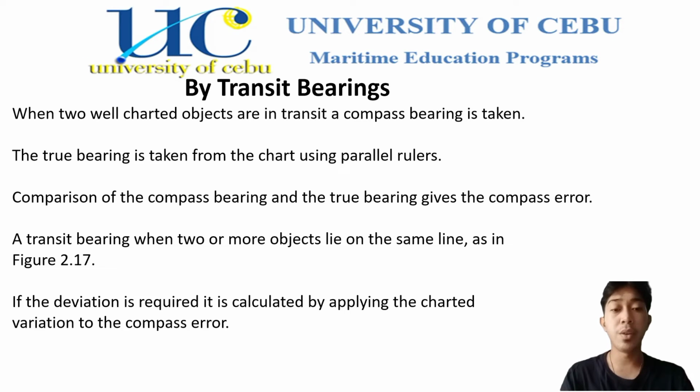By transit bearings. When two well-charted objects are in transit, a compass bearing is taken. The true bearing is taken from the chart using parallel rollers. Comparison of the compass bearing and the true bearing gives the compass error. A transit bearing is when two or more objects lie on the same line, as in figure 2.17. If the deviation is required, it is calculated by applying the charted variation to the compass error.